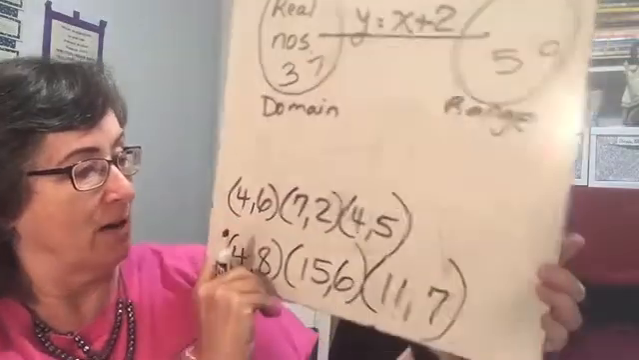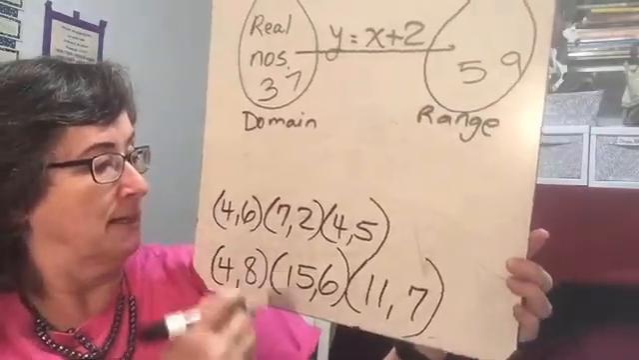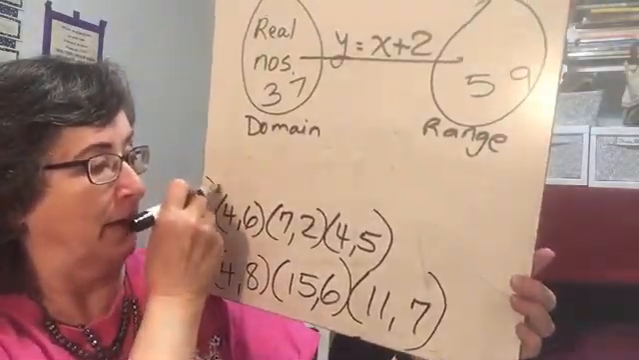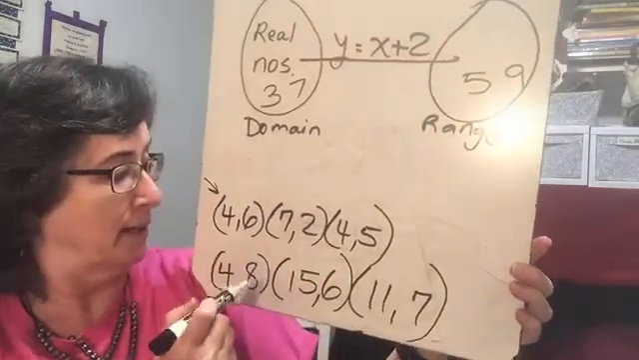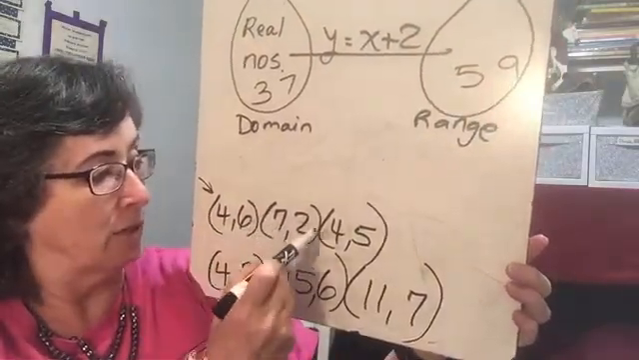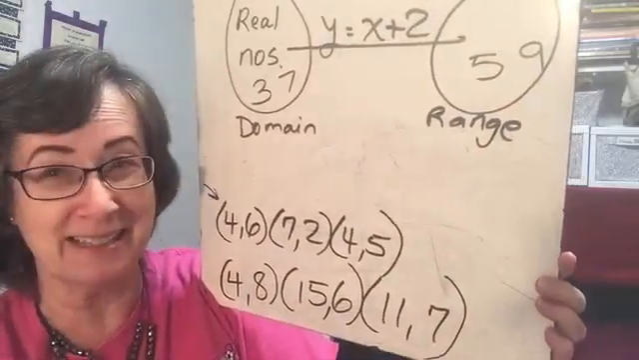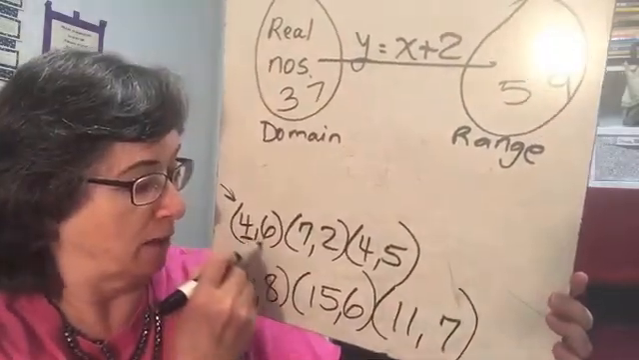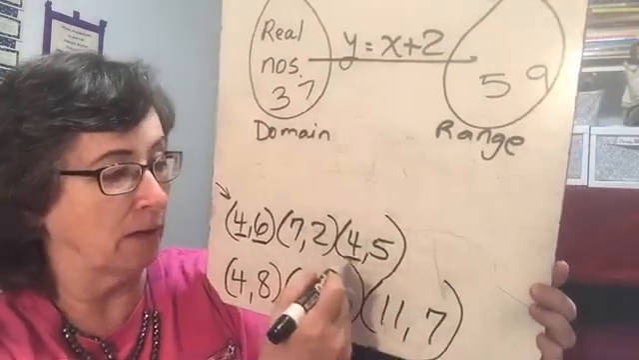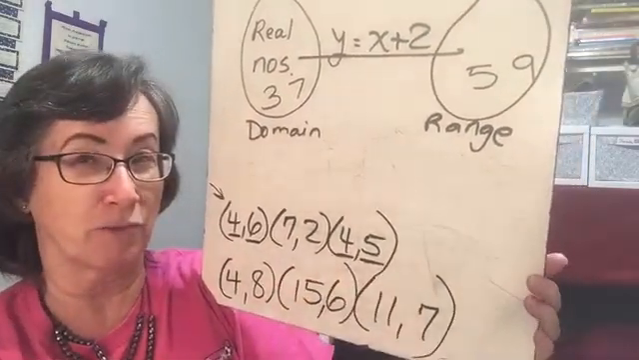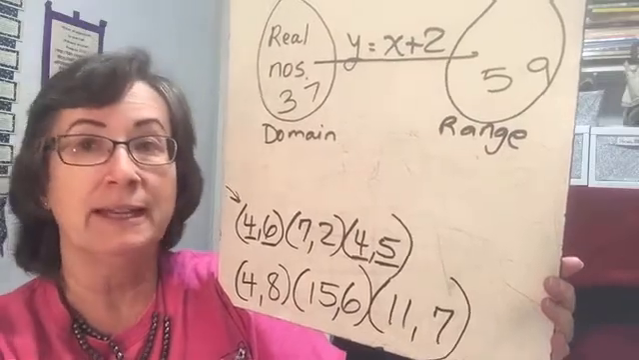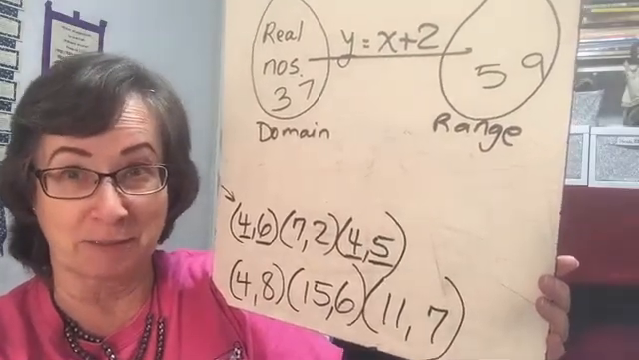So down here, we have two different sets. So if we're looking at this one right here, is it a function or is it not? 4, 6, 7, 2, 4, 5. And the answer is no, it's not a function, because 4 goes to 6, but 4 also goes to 5. Therefore, 4 is very unpredictable, and functions are predictable.